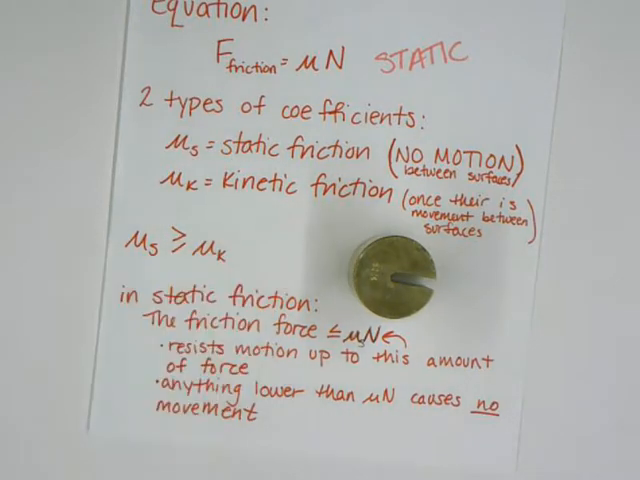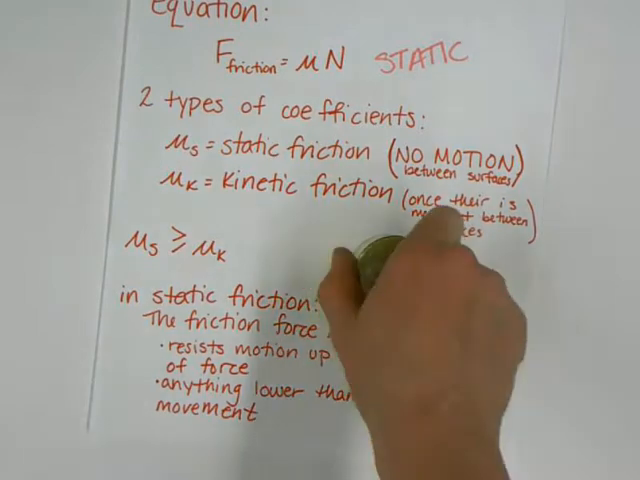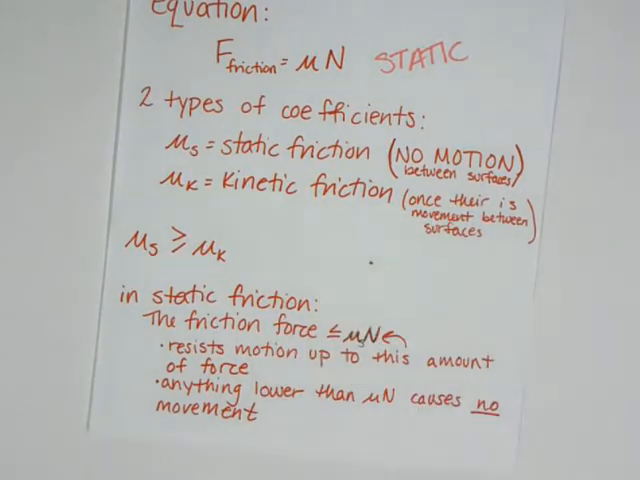And going back to kinetic friction, once the object is already in motion, it's much easier to keep it in motion, and so therefore kinetic friction has a lower coefficient, or a smaller coefficient, than that of static friction in the same situation.